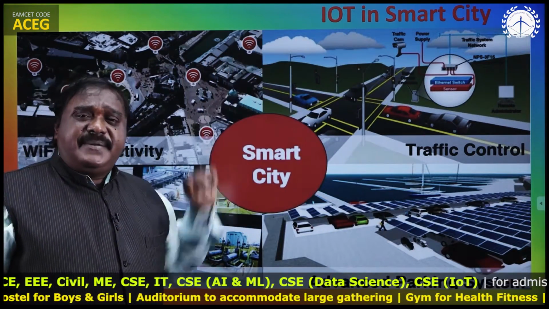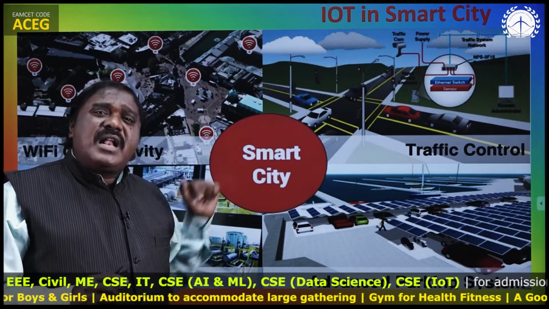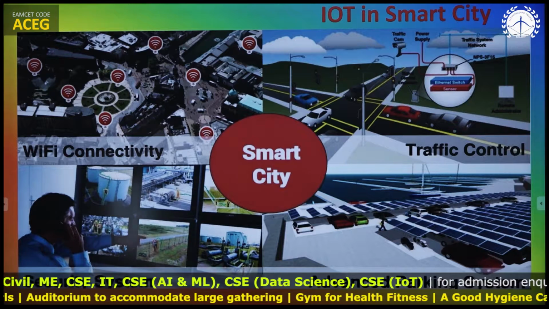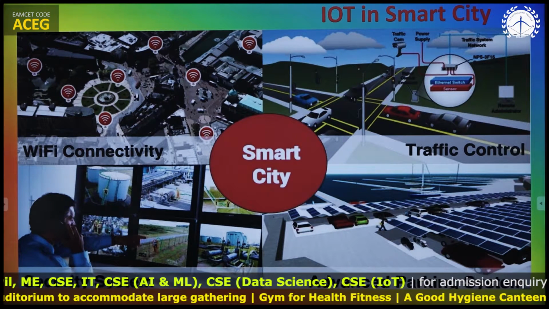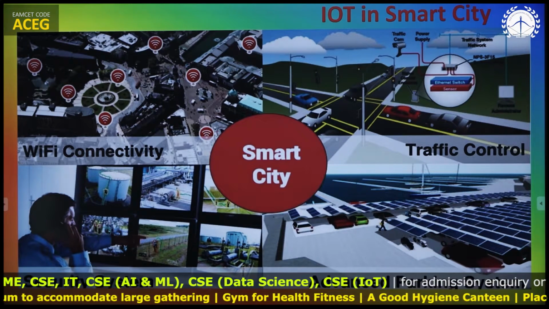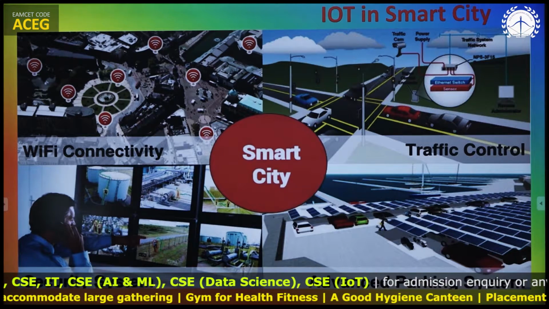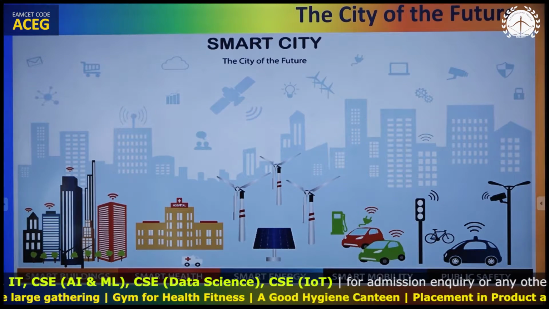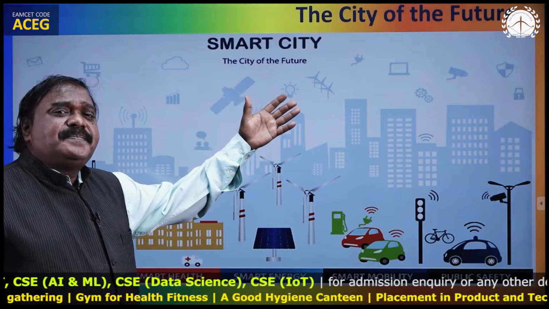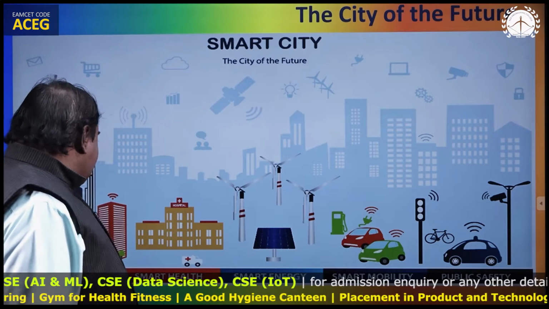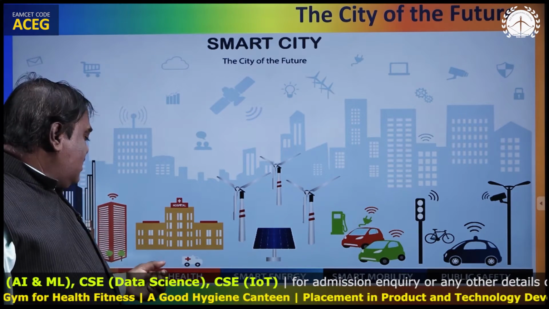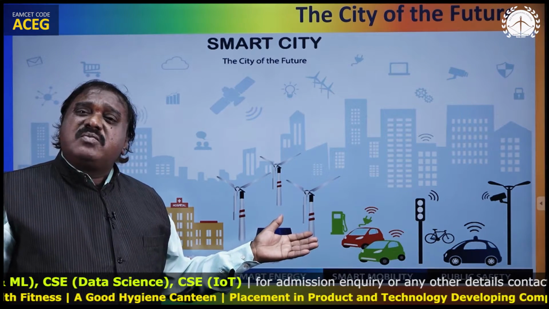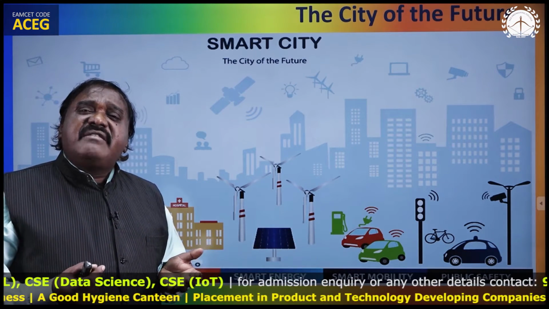IoT in smart city. What is a smart city? In the city, we are controlling traffic control, Wi-Fi connectivity, security system, advanced parking system, everything through IoT technology. The city of the future means smart building, smart health, smart energy, smart mobility, smart public safety. Everything we are doing through IoT.